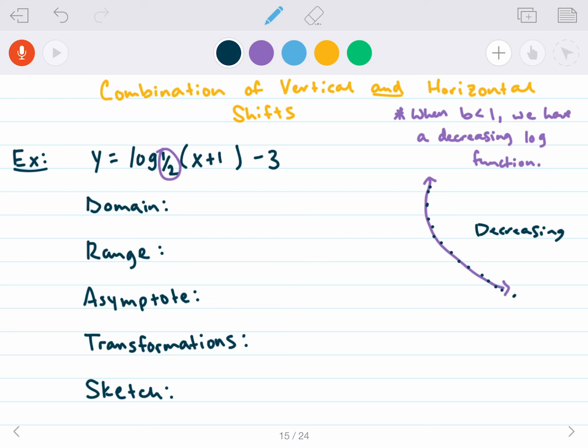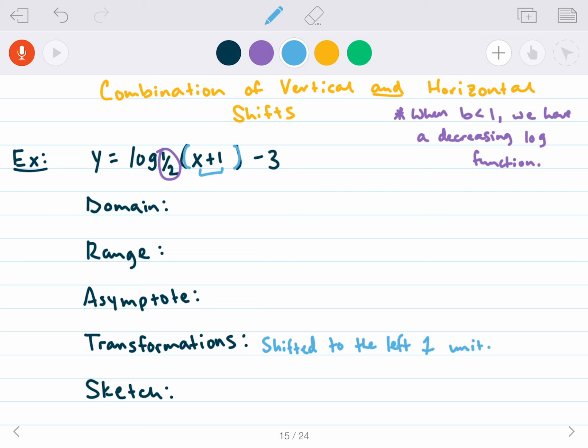All right, so let's go ahead and look at this thing. First of all, what are the transformations? Well, if we look inside the argument, what's happening to x is we're adding 1, and so this means it's being shifted to the opposite of what you think, to the left 1 unit. And then this -3 after tells me we're shifting down 3 units. That's a vertical shift.